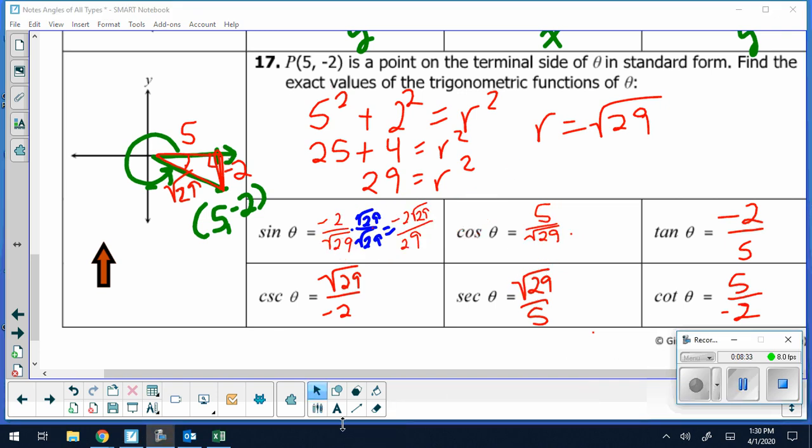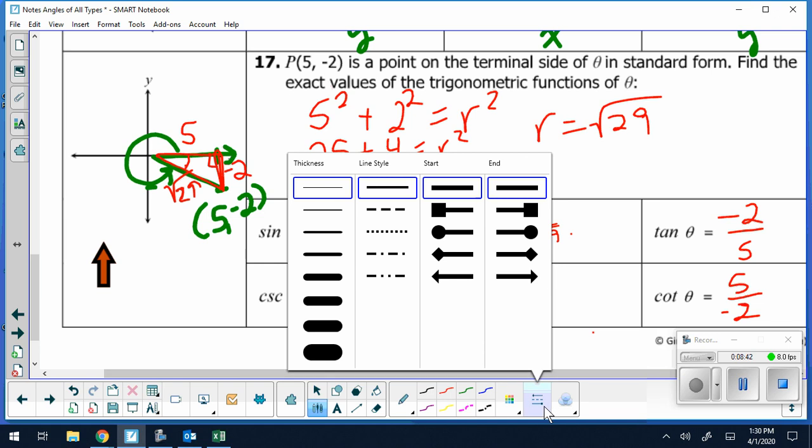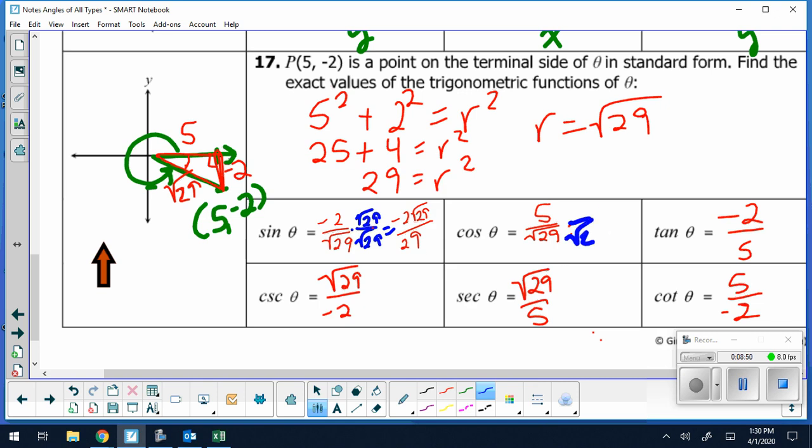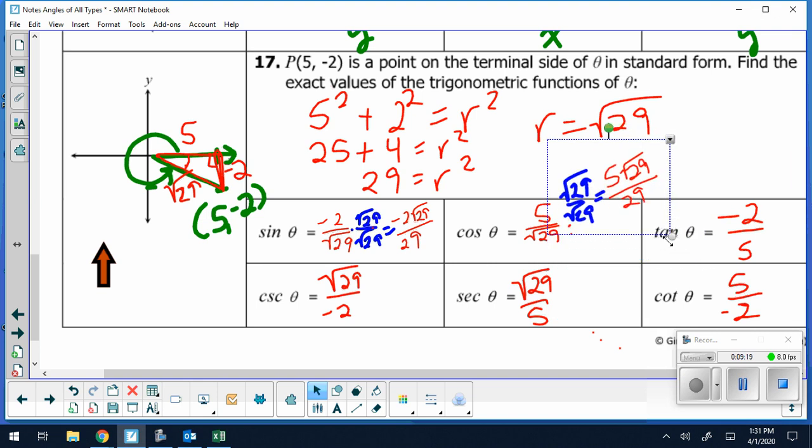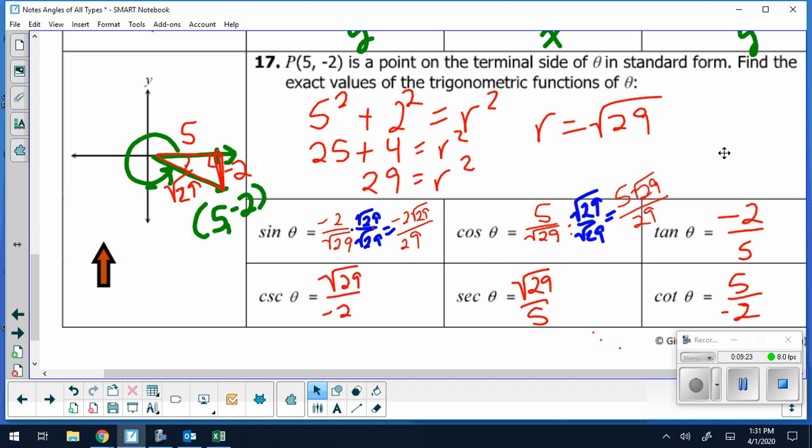And then the same thing for cosine. I need to rationalize that denominator, so multiplying top and bottom by the square root of 29, I am going to get 5 square root 29 over 29. I just forgot to rationalize my denominator the first time through. I don't like a square root in the denominator of my fraction. All right, that is it for using our reference angles and a point to find our trig ratios.